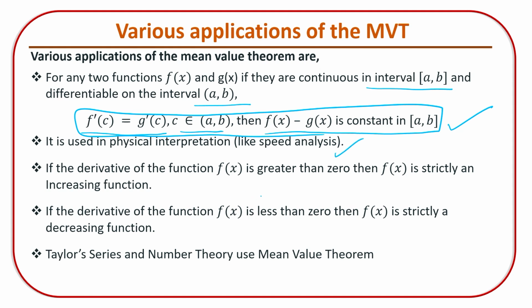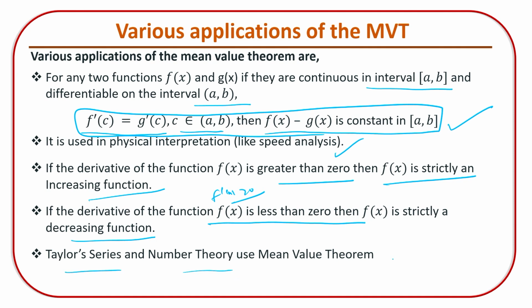If the derivative of the function f x is greater than 0, say here, f dash of x is greater than 0, then f x is strictly an increasing function. This is a good thing. You understand that if I find the derivative of any function in a given open interval, then I know that this function is going to be strictly increasing. That means monotonicity will be valid for that function, and so on. If the derivative of the function f x is less than 0, then f x is strictly a decreasing function. On similar lines, Taylor series and number theory use the mean value theorem very easily.